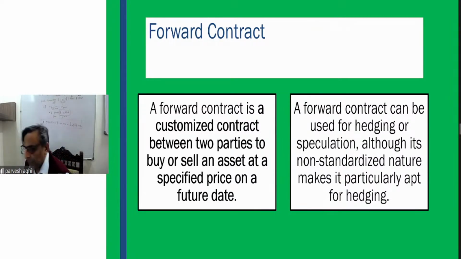Prashant Kumar Shukla. Okay. A forward contract is a customized contract between two parties to buy or sell an asset at a specified price on a future date. So it's a customized contract. A forward contract can be used for hedging or speculation, although its non-standardized nature makes it particularly apt for hedging. So mostly we use forward contracts for hedging and not for speculation. In India, you can't do it basically.